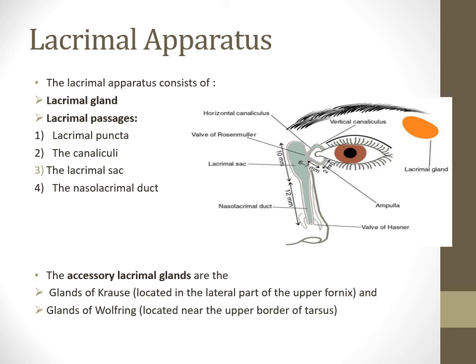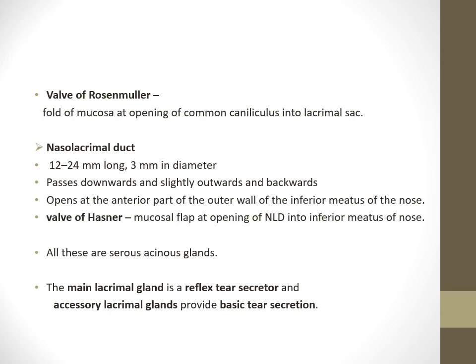The main gland for lacrimal secretion is the lacrimal gland, but there are various accessory lacrimal glands. The first is the glands of Krause, located in the lateral part of the upper fornix, and the glands of Wolfring, located near the upper border of the tarsus. All these are serous acinous glands. The main lacrimal gland is for reflex tear secretion, and the accessory lacrimal glands provide the basic tear secretion.